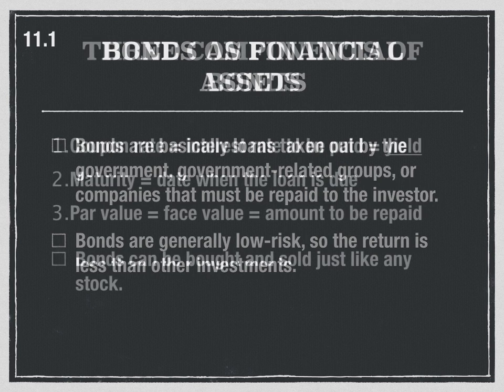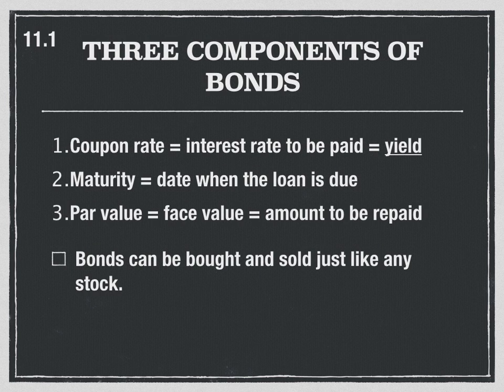Now, there are three components of a bond, three parts of a bond. First, number one, coupon rate. That is the same as the interest rate that is to be repaid. That is the same as our key term, yield. So yield equals the interest rate, which equals the coupon rate, which equals yield. It all means the same thing, and it all adds up to the money that you are paid in addition to what you originally give the company or the government. You're paid that back in the end.